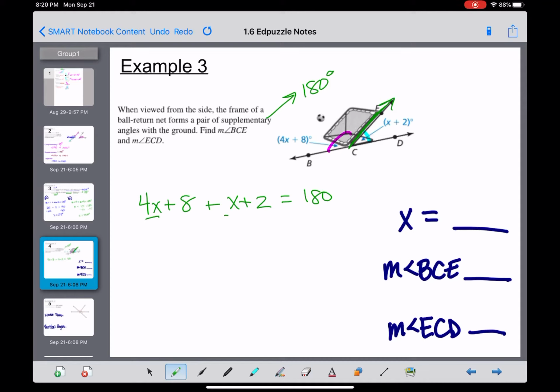I combine like terms to get 5x plus 10 is equal to 180. I subtract 10 from both sides to get that 5x is equal to 170. And then I divide both sides by 5 to get that x is 34.